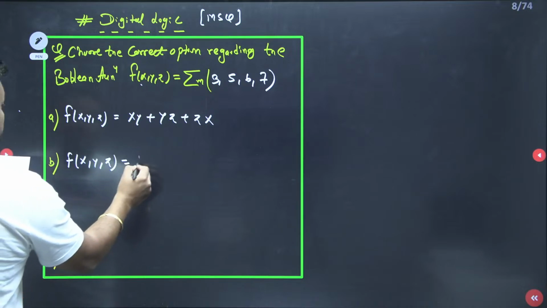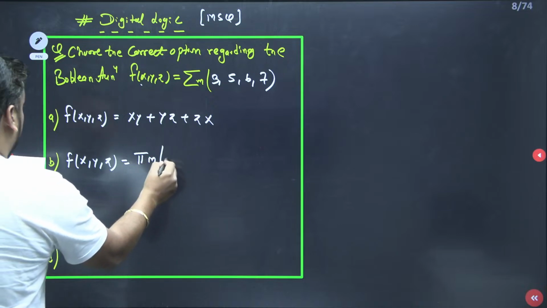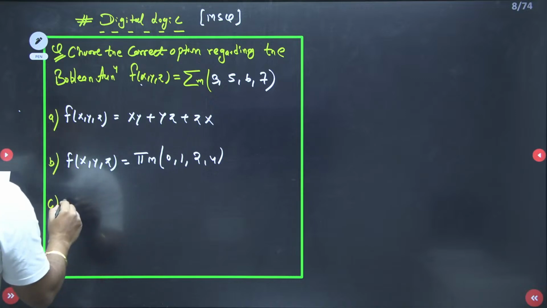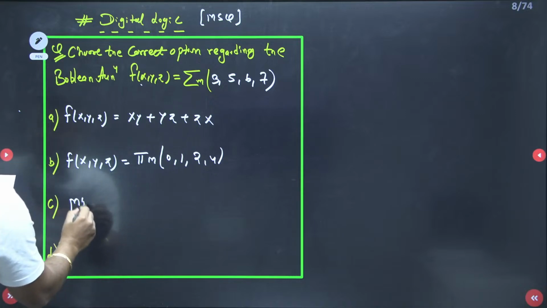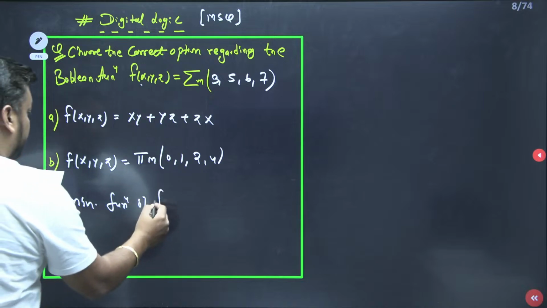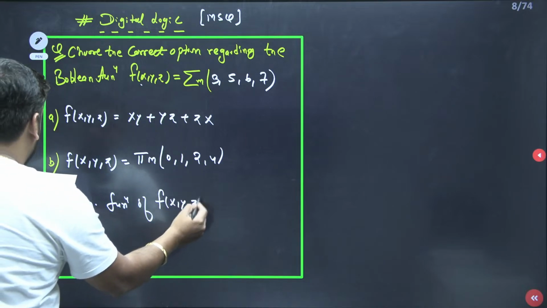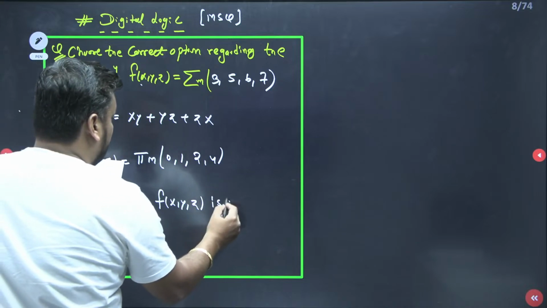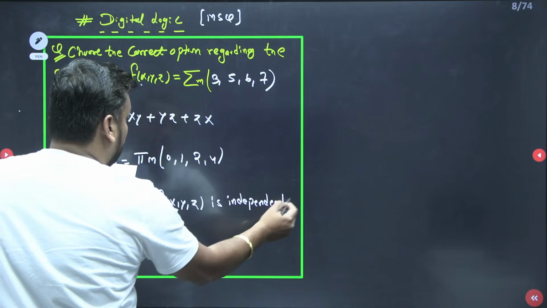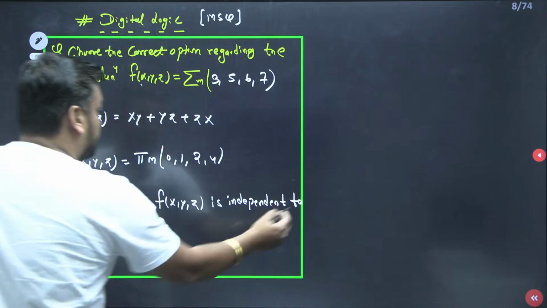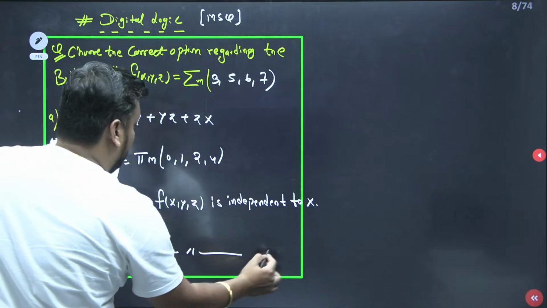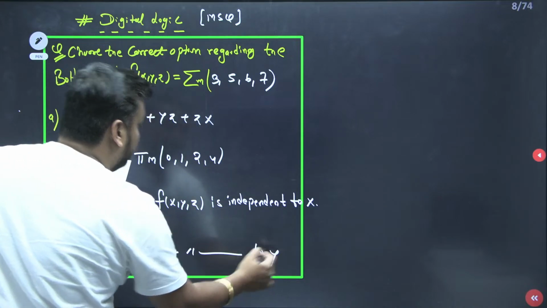f(x,y,z) is also given in the form of product of maxterms, and it will be 0, 1, 2, 4. The third given to you is: the minimum function of f(x,y,z) is independent of x, and similarly here it is independent of y.